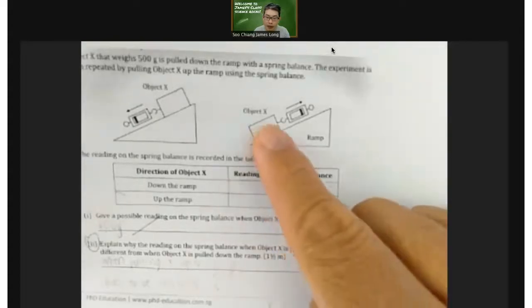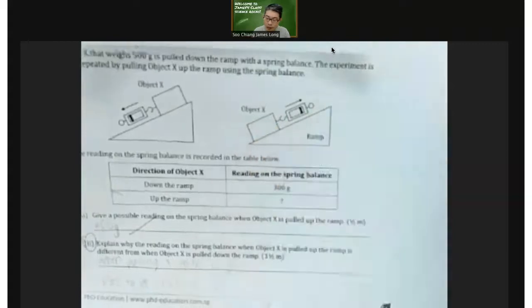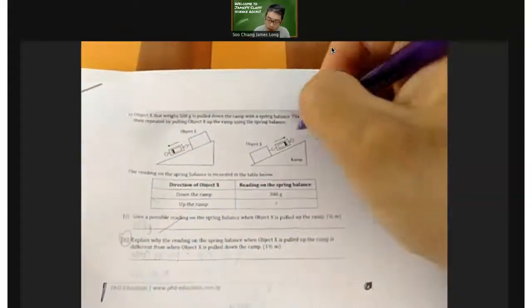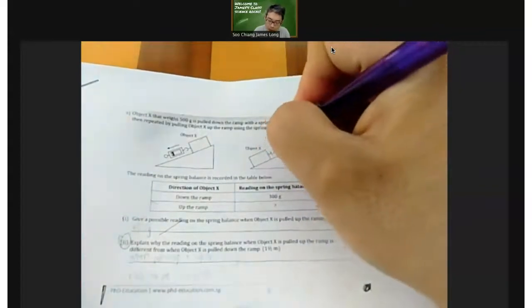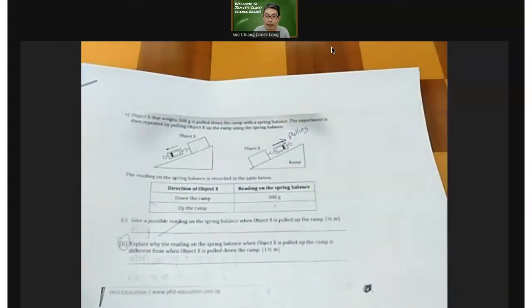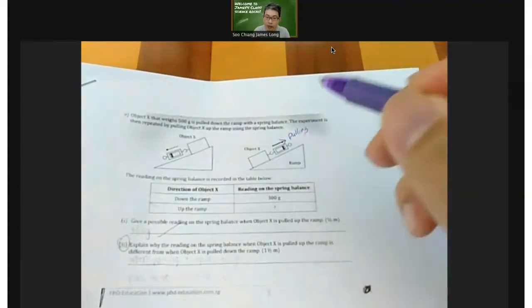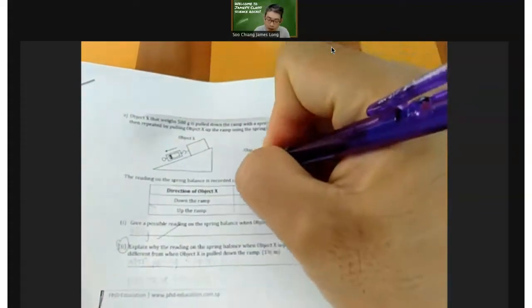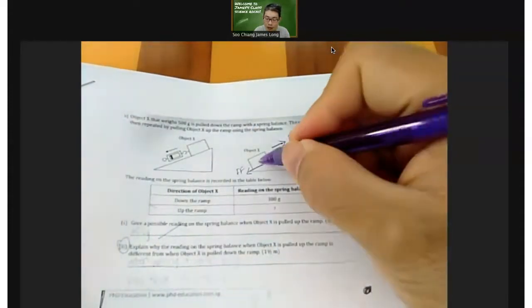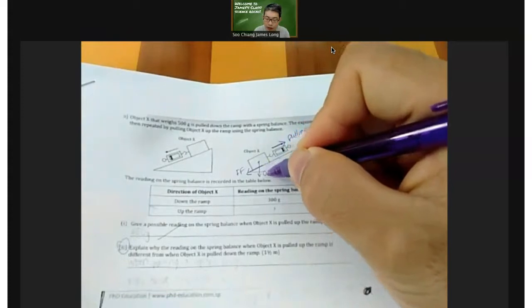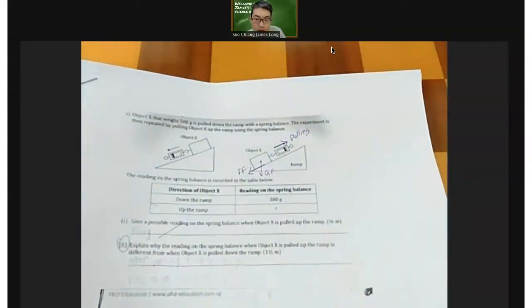Pulling up, of course, then there'll be the frictional force. If there's a pulling force here, this pulling force has to be greater in order to move this object. This pulling force must be greater than, number one, the frictional force here, and number two, the gravitational force here that's pulling it downwards. So you've got to be greater than these two.